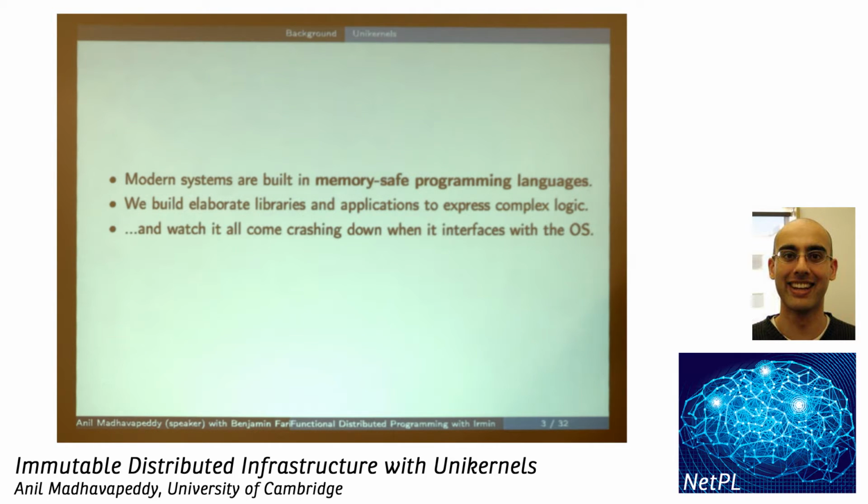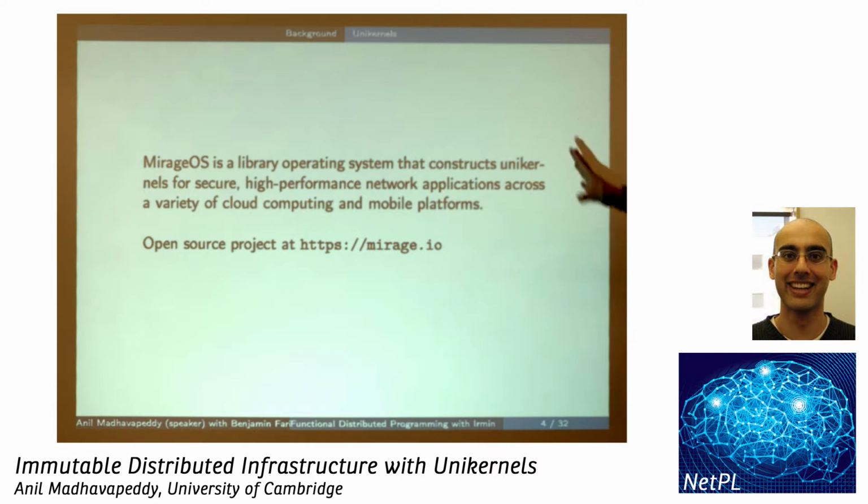So when it comes down to it, why don't we just get rid of that code and go all the way down the middle and apply the nice compositional properties of functional programming to everything? So this is what Mirage OS is. The talk is not about this, but I wanted to give you a sense of why we're doing some of this work in functional distributed programming.